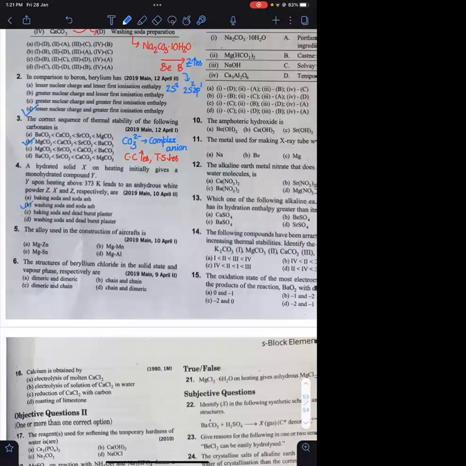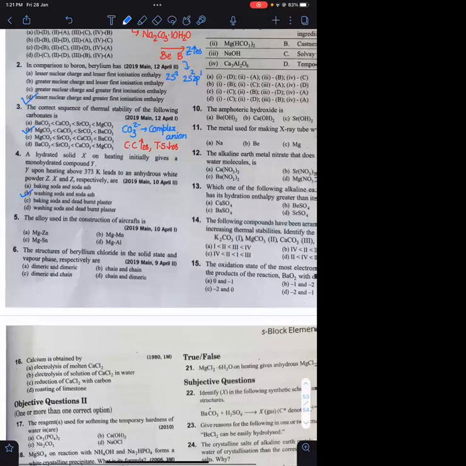Plaster of Paris, whenever it is heated above 200 degrees, will convert into dead burnt plaster. Okay, that is for plaster of Paris. Or rather, that is for gypsum. If gypsum is heated above 200 degrees, you will convert it into dead burnt plaster.